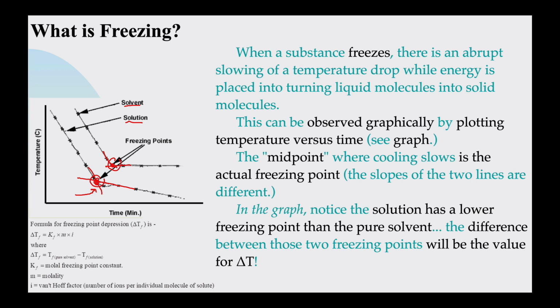They would also have higher boiling points than the solvents they came from, but that's not important here. For us, we just want to figure out what the freezing points are. The difference between the freezing point of the solvent and the freezing point of the solution is going to be the delta T. Over here on the left, you can see delta T equals K times m times i. We don't need to worry about i. We're first going to solve for molality, etc., etc.